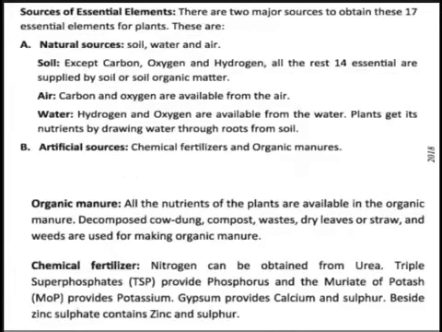So, sources of natural essential elements. There are two major sources to obtain these 17 essential elements for plants.